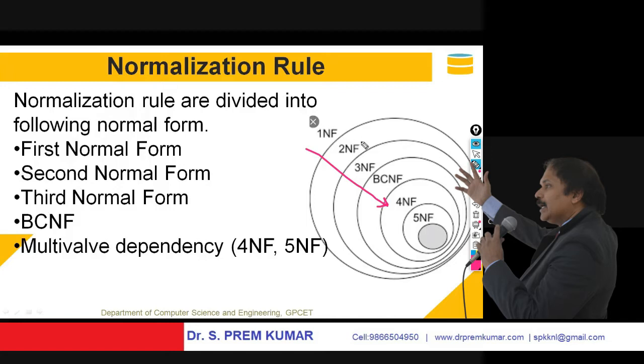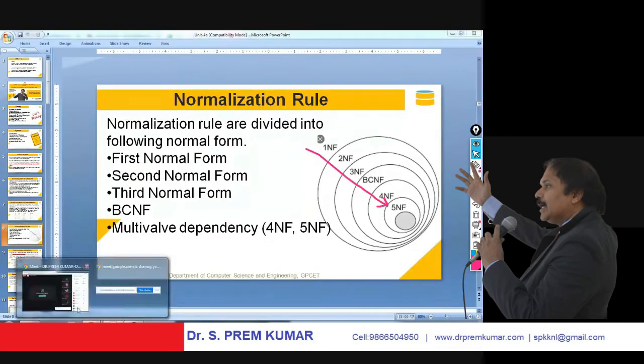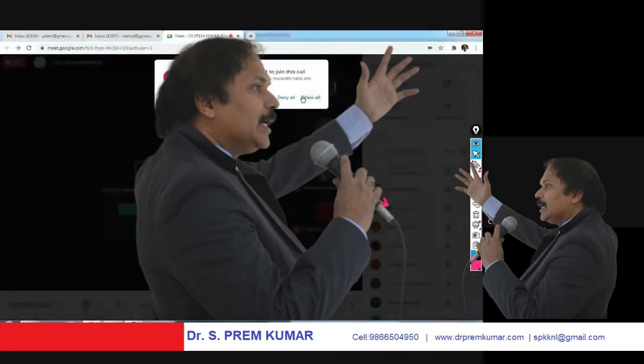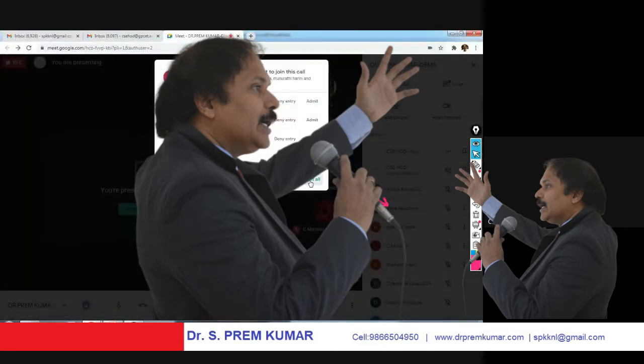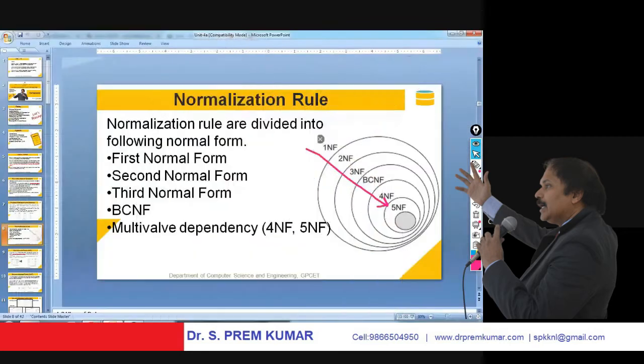Suppose I want to go with the second normal form, definitely it should be in the first normal form. Only then can we go with the second normal form. If I want to go with the third normal form, definitely it should be in the second normal form, then only you can go with the third normal form. If I want to go with BCNF, then definitely it should be in the third normal form, then only you can go with BCNF. And so on.